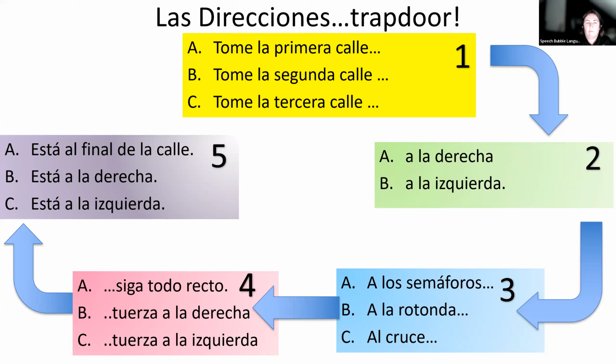Oh, there's one on here I haven't given you. Rotonda. What does it sound like? Roundabout. So, rotonda. If I said to you, tome la tercera calle y cruce la rotonda y tuerza a la derecha.